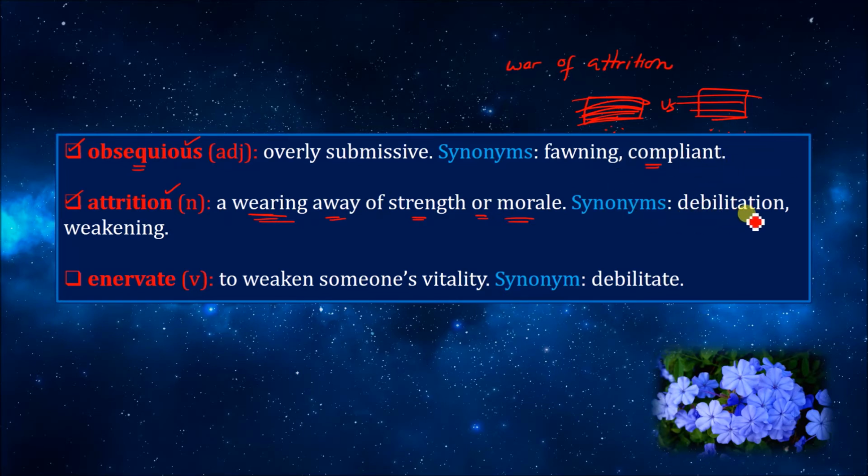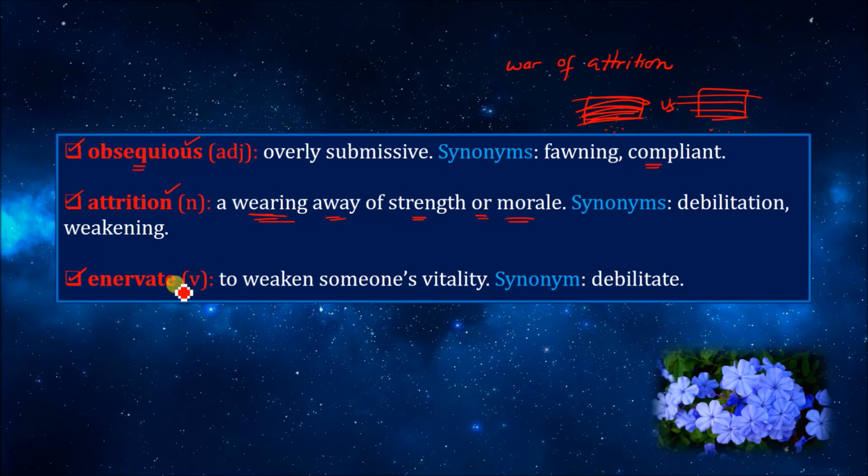Synonyms are debilitation. Debilitate, for example: somebody gets sick and they become debilitated. They become very weak. So what do you do? You rehabilitate them. They go in rehab. Rehabilitate means to bring them back to health. People go in rehab to become rehabilitated. The opposite of that, debilitation, means weakening.